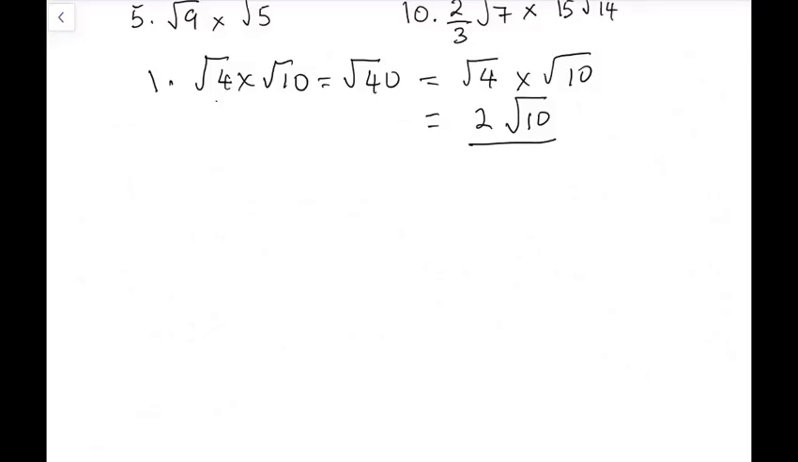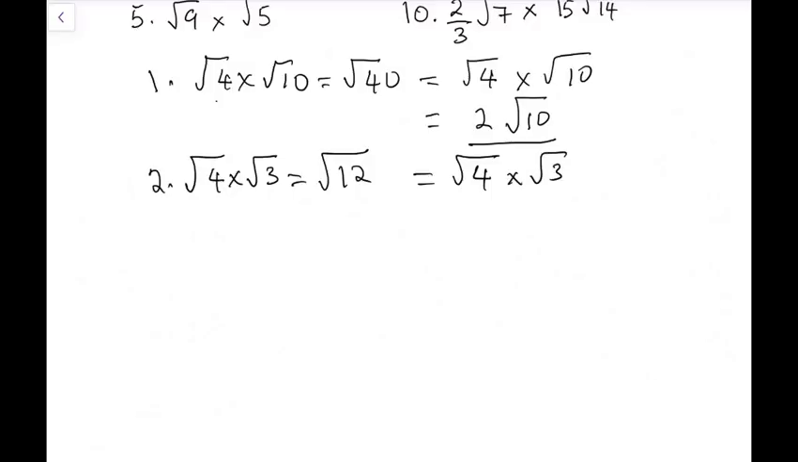The second question is root 4 times root 3. To multiply them, we're going to have root 12. And solving it further, we can walk back and look at root 4 and root 3. In this case, the square root of 4 also is 2. So we can have 2 root 3. So in this case, square root of 12 will give us 2 root 3. And if you multiply 2 times 2, it will give you 4, multiplied by root 3, it will give us root 12.